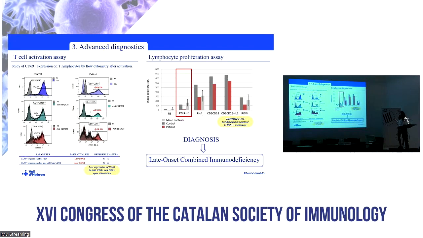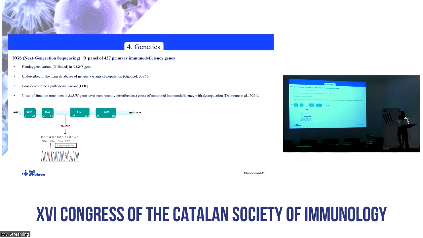So with all of this, we can say that our patient doesn't have exactly a CVID, but his diagnosis is late onset combined immunodeficiency. The patient underwent two genetic studies using our gene panel of 427 genes associated with inborn errors of immunity, where we found a homozygous variant in the SASH3 gene, consisting of a single nucleotide change leading to a premature stop in this part of the protein. This is a novel mutation.